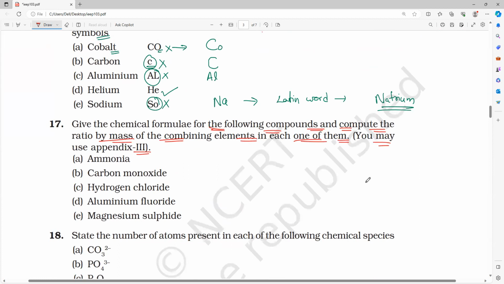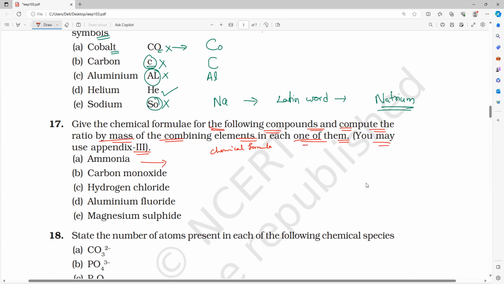So they're asking for ratios also. So ammonia, what is the formula? So three things you have to write. NH3. Listen, everybody. Give the chemical formula first. Chemical formula. Next, and compute the ratio by mass. Ratio by mass they are asking.